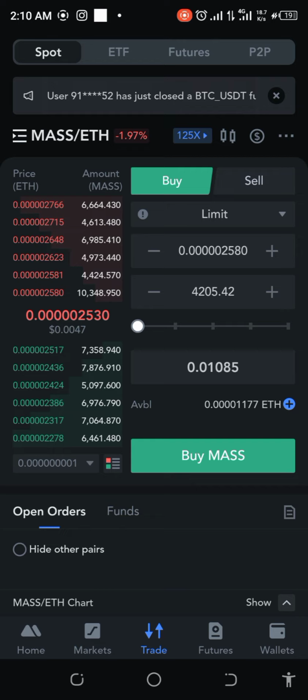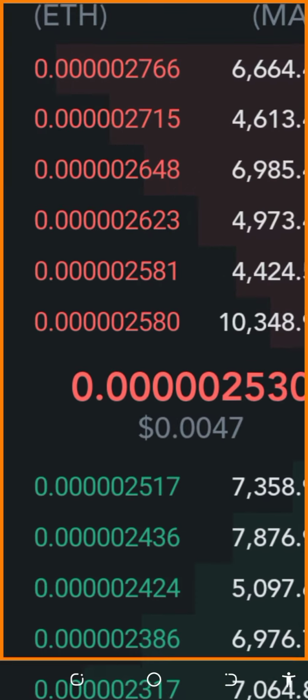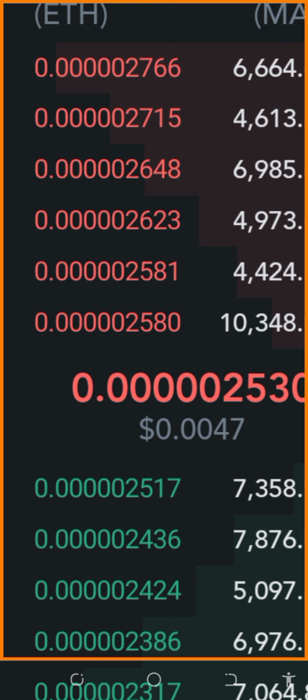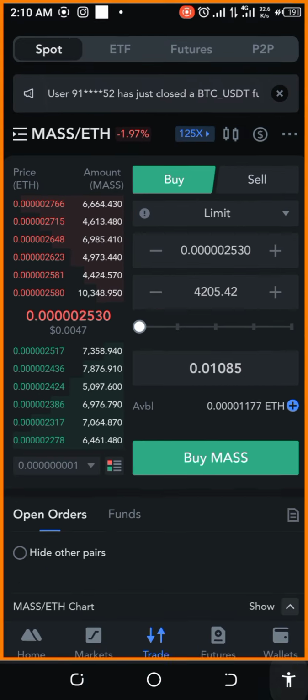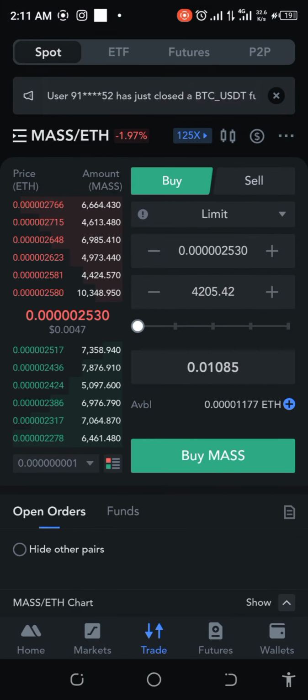4205. That's really low. Anyway, let's go with the basic simulation first. Here we have 2530, but if we want to get this sold right away, we have to buy it at 2580. Wow, that's a whole lot of difference. But let's go ahead and do the basic simulation first.